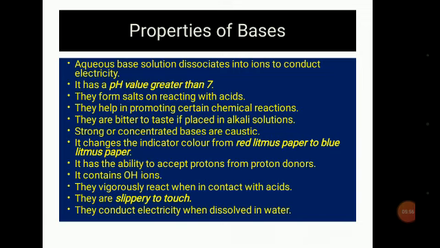They form salts on reacting with acids. They help in promoting certain chemical reactions. They are bitter to taste in alkali solution. Strong concentrated bases are caustic. It changes the indicator color from red litmus paper to blue litmus paper. It has the ability to accept protons from proton donors. It contains hydroxide ions. They vigorously react in contact with acids.